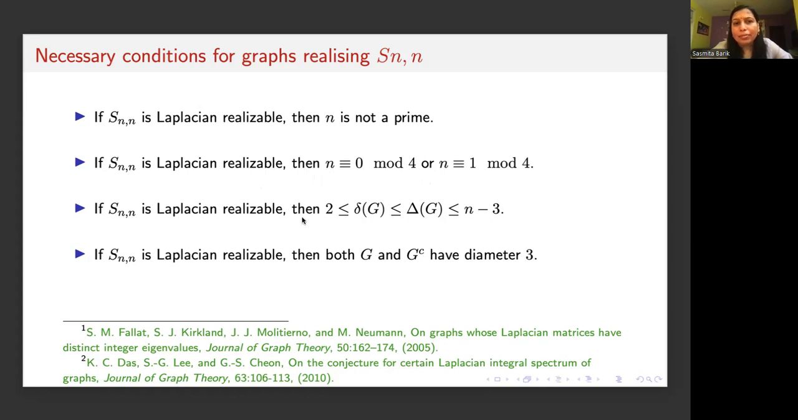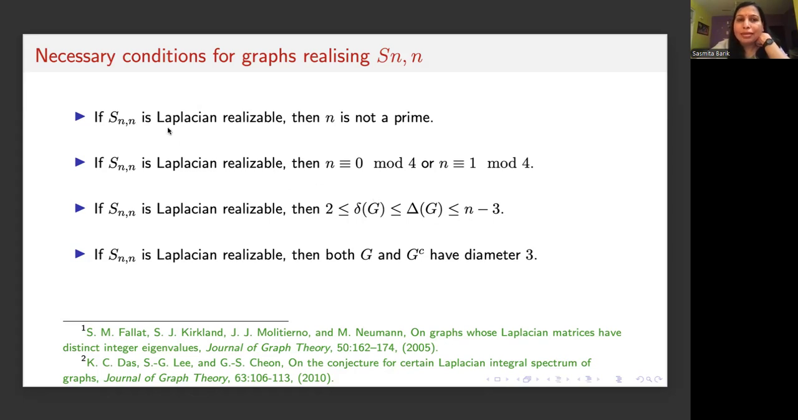Further, it can be concluded also, you can see the derivation there. You cannot have a pendant vertex, okay? So in that graph, the smallest degree will be greater than or equal to 2, and the largest degree will be less than or equal to n minus 3.